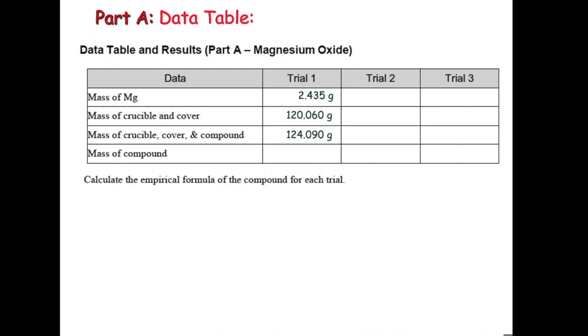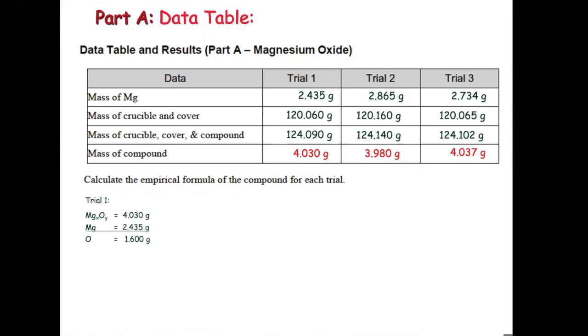Anyway, here's what the data presents. I've got 2.43 grams of magnesium. The mass of the crucible and cover is 120.060. The mass of the crucible, cover, and compound is 124.0690. So the mass of the compound is the mass of the compound and the crucible minus the mass of the crucible and cover, which is 4.030. So magnesium is 2.435, the product's 4.030. Here are other data for the other 2 trials.